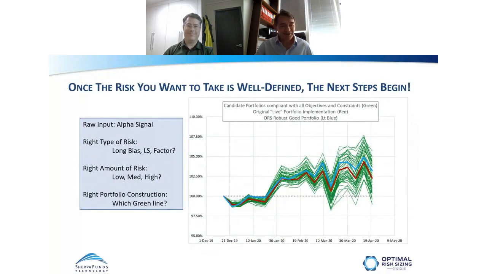Then the third part, and we have talked about this, I think, in webinar 2 or 3, is once you've got your signal and you've got the right type of risk and the right amount of risk, then you have to say, okay, what's the right portfolio construction? What is the right way of expressing my view, compliant with my risk, compliant with what I've sold with my product, so that of all the possible outcomes, which is represented by these green lines, I get something like the light blue line, 60th to 70th percentile of possible outcomes.